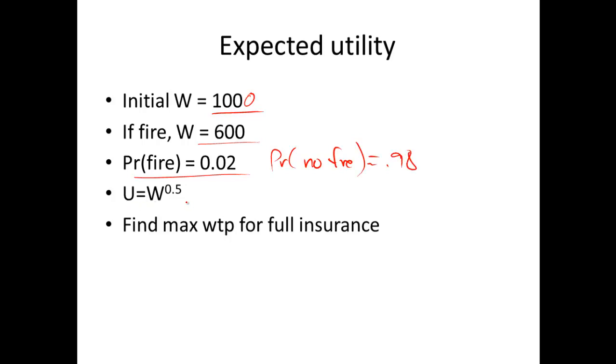Finally, the utility function here is square root of w, w to the 0.5, or as we sometimes note it, just the square root function of w. So the problem here is to find the maximum willingness to pay for full insurance. The way we're going to do that is we're going to calculate the expected utility of being uninsured.